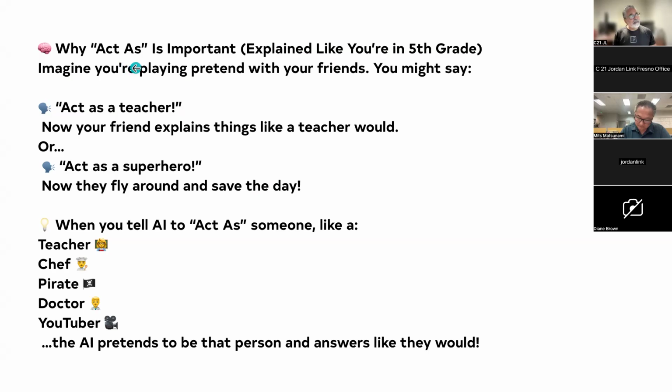Because imagine you're playing pretend with a friend. You may say, act as a teacher. Okay. Now, your friend will explain things like a teacher would. Or act as a superhero. Now they fly around the room, etc. This is how kids play. This is how AI is learning what you want it to do. So when you tell AI, act as a teacher, act as a chef, act as a pirate, act as a realtor, act like a doctor, act as a YouTuber, it'll only reply in the answer that is related to that role.